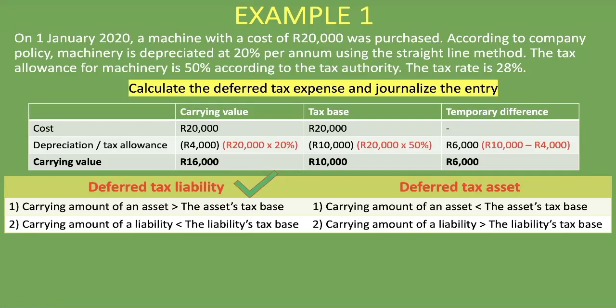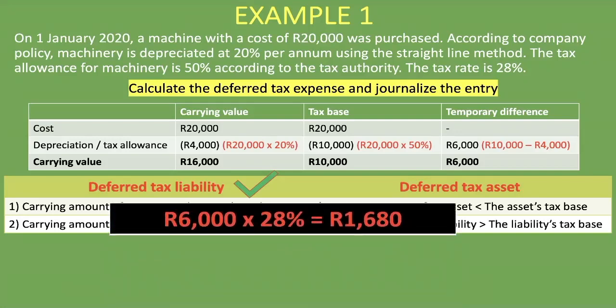And then what is the journal entry that you're going to pass here? Well, the first thing that we have to calculate here is the deferred tax liability. Since we know it's a deferred tax liability, let's calculate it. We're going to take the temporary difference of 6,000 Rand and multiply that by 28%. And it's going to give us an amount of 1,680 Rand. And that is going to be our deferred tax liability.